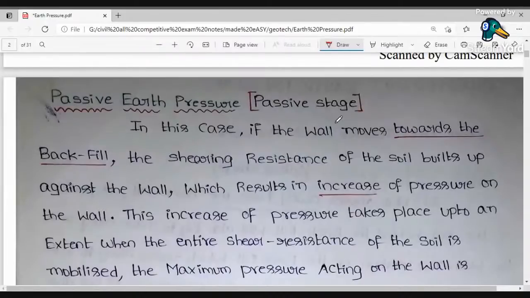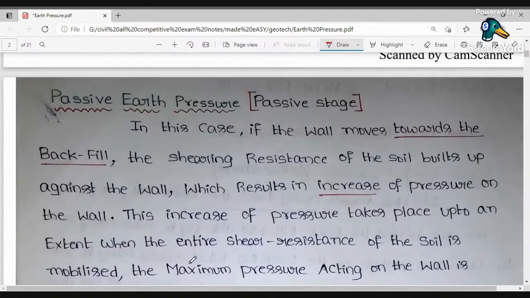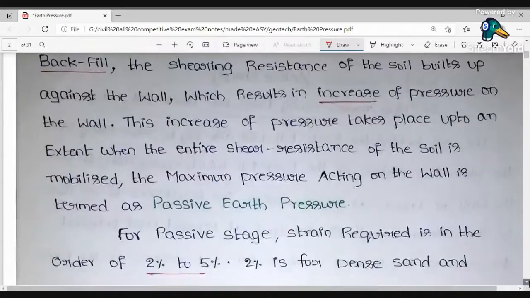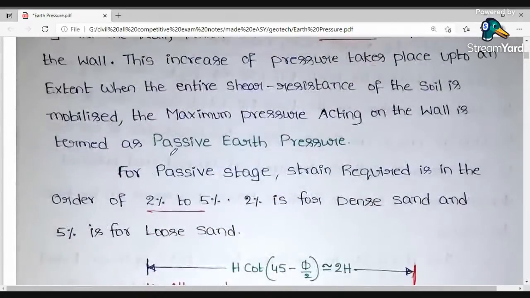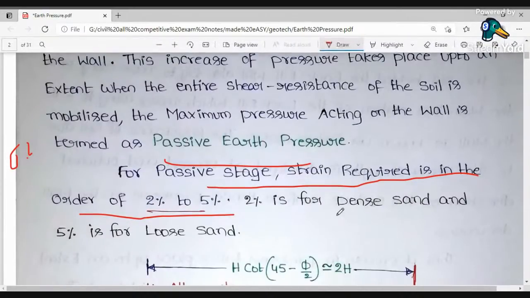In this case, if the wall moves towards the backfill, the shearing resistance of the soil builds up against the wall, which results in increase of pressure on the wall. This increase of pressure takes place up to an extent when the entire shear resistance of the soil is mobilized. Okay. The maximum pressure acting on the wall is termed as passive earth pressure, and in the passive stage the strain is required. You have to remember in the active stage the strain required is 0.2 to 0.5%, but in case of passive stage the strain is more, and it is 2% for dense and 5% for loose sand. Okay.